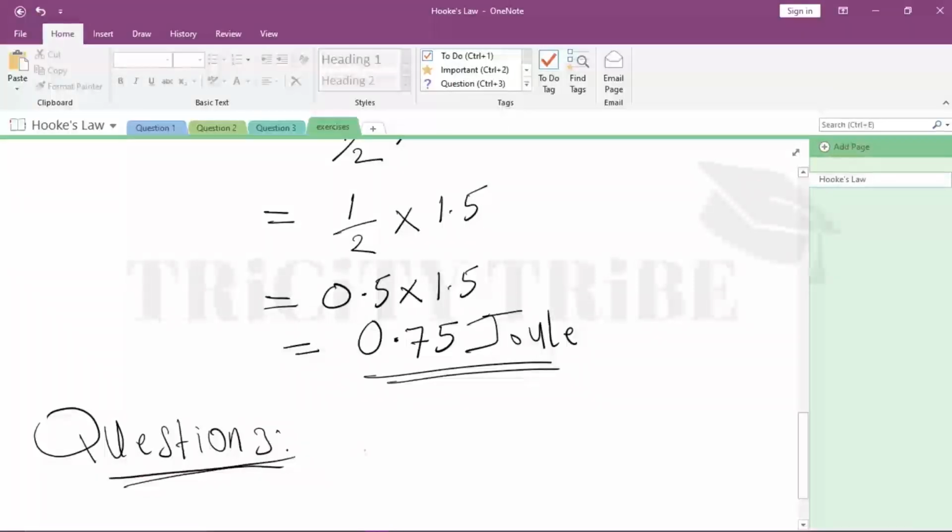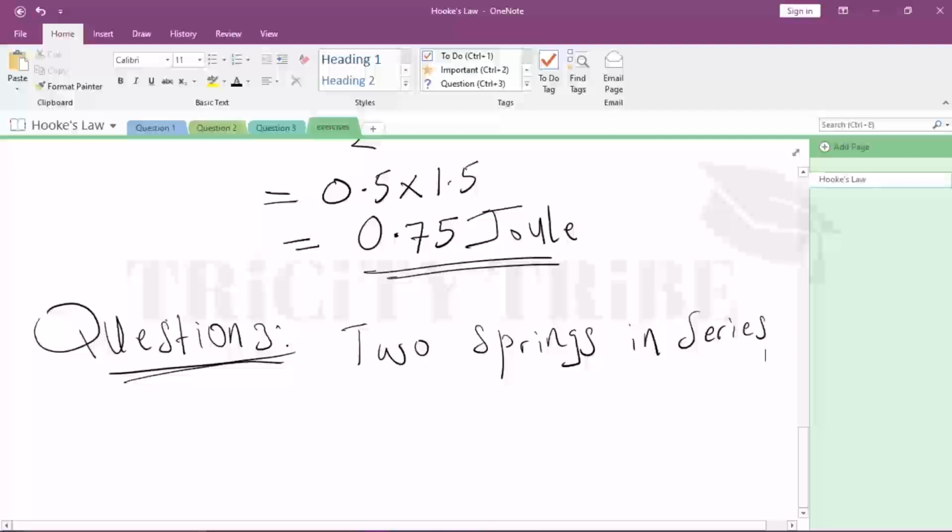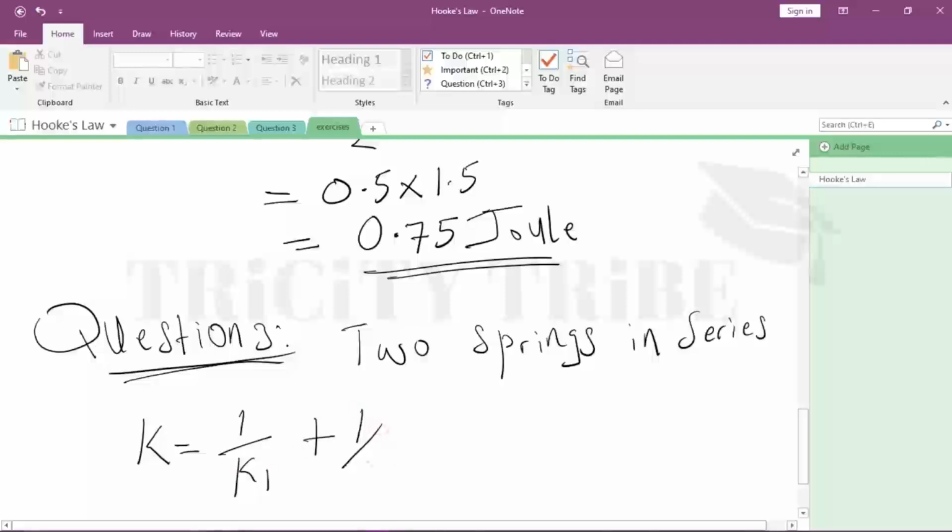Okay, so we have two springs in series. Now, two springs in series, how do you find their constants? This is the formula for two springs in series: 1 over K1 plus 1 over K2.